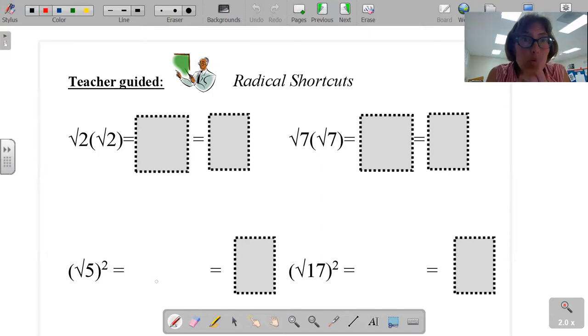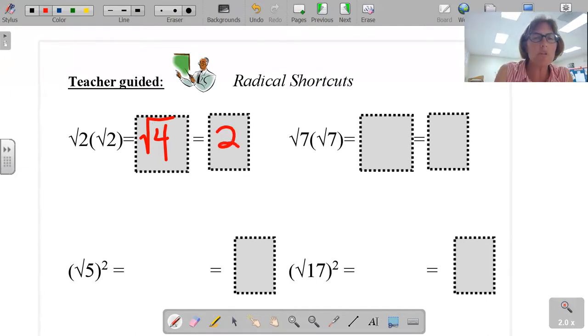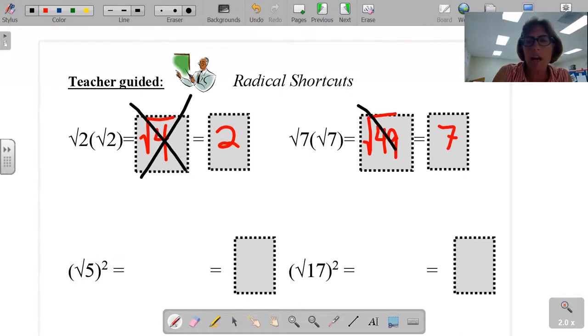Root 2 times root 2 is the square root of 4, right? Because 2 times 2 is 4. But root 4 is perfect. It just becomes 2. Root 7 times root 7 is root 49, but root 49 is perfect. It just becomes 7. I want you to mentally start getting rid of this middle step in your head. And I want you to go straight to this.